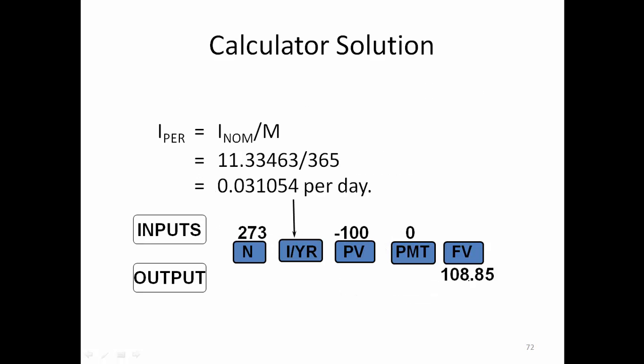Using the financial calculator, we can use the daily interest rate, which is again the nominal interest rate divided by the number of compounding per year. So the daily interest rate is entered as I/Y, and we compute for the future value. So this is actually consistent with what we have learned. The only difference here is we're dealing with a daily compounding problem.